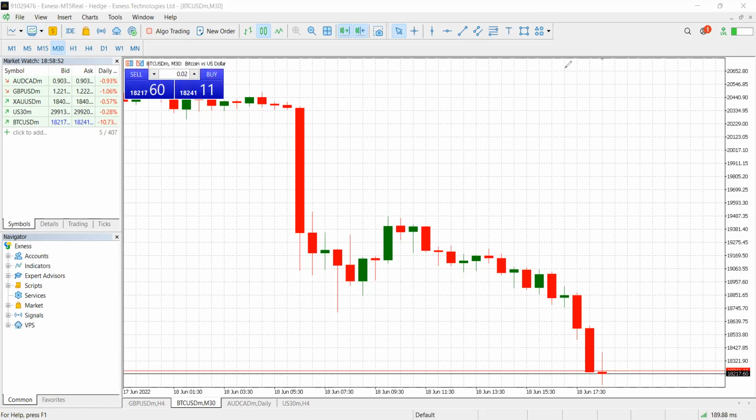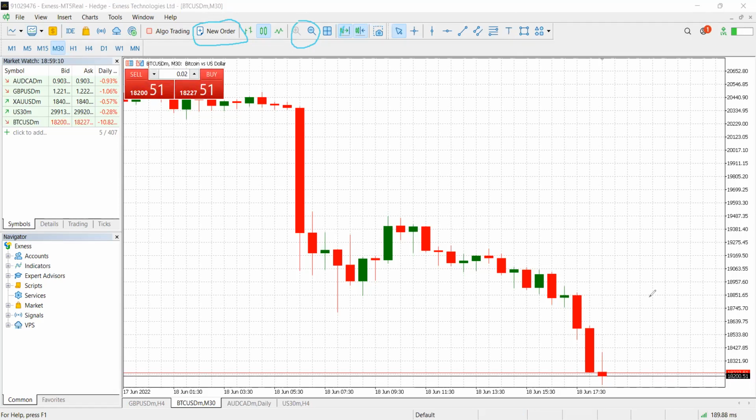Now to the next thing, how to place a trade. Then we look at how it works on the phone. So for you to place a trade, you need this button over here, which is the new order. This button over here is for you to zoom in and zoom out. And this one is for you to scroll to the current tick, which means you are pushing your chart so that you see the space on the right side, as easy as that.